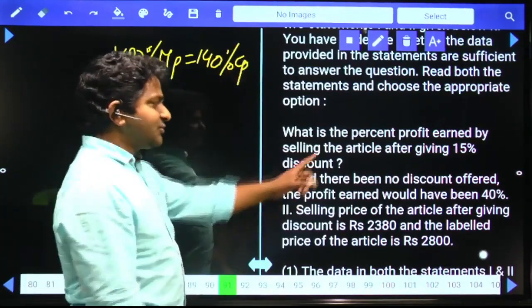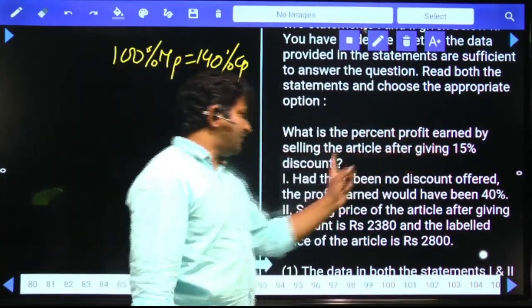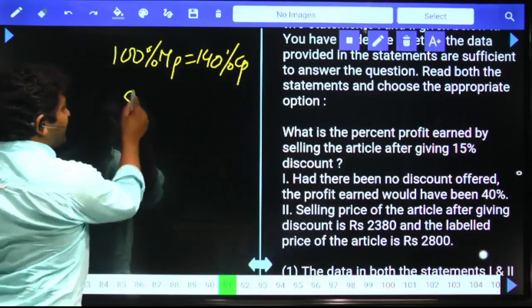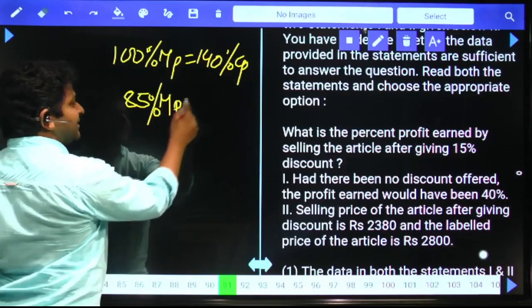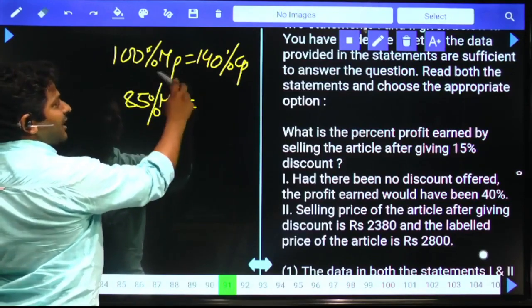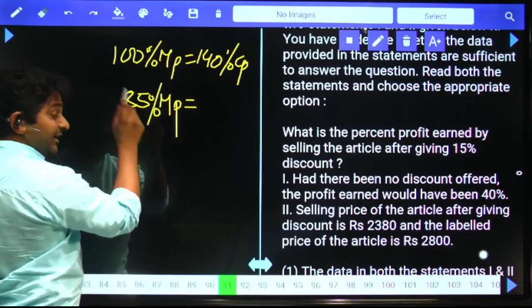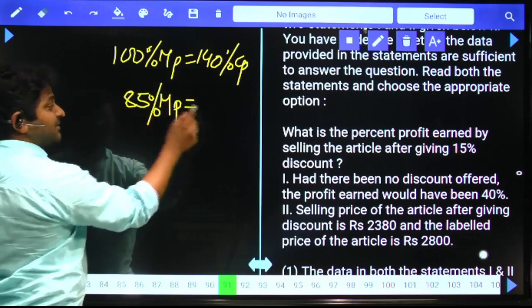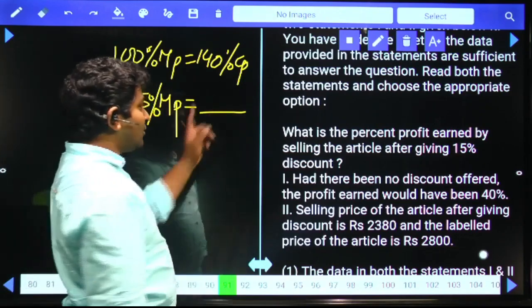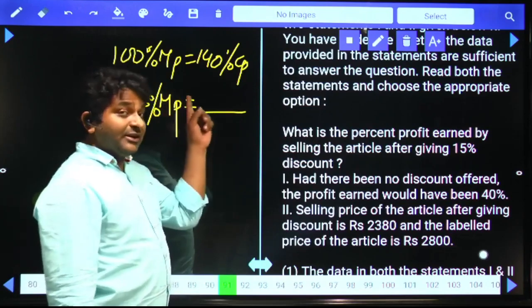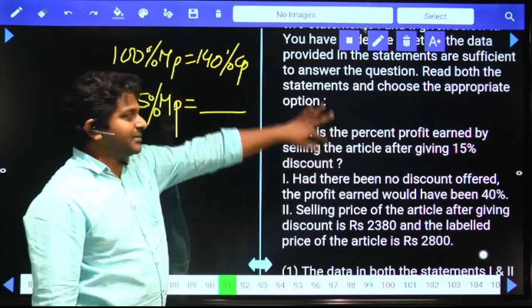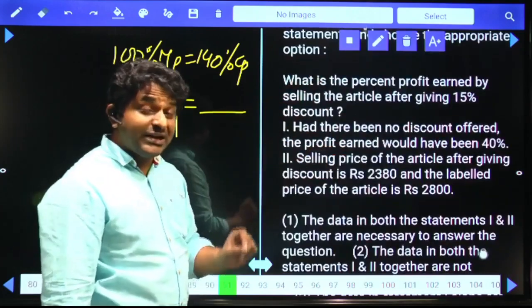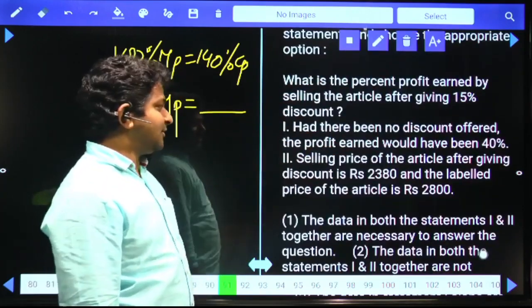Now your question is to identify profit percentage when there is a 15% discount. If there is a 15% discount, you are selling the item at 85% of market price. Now when you know the relation between market price and cost price, we can definitely calculate how much is 85% of the market price in terms of cost price, and we can identify the profit percentage. Hence, 1 alone is sufficient to answer the question.